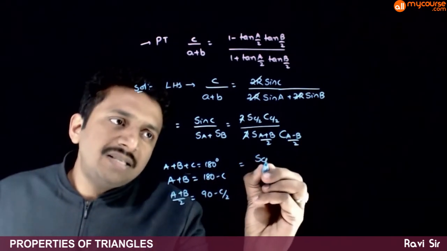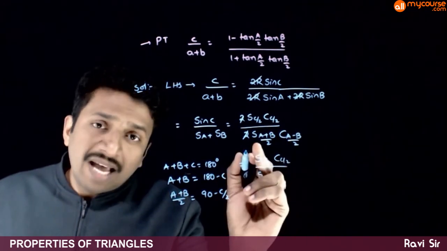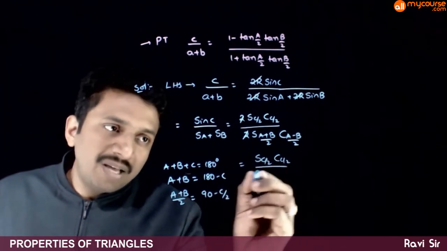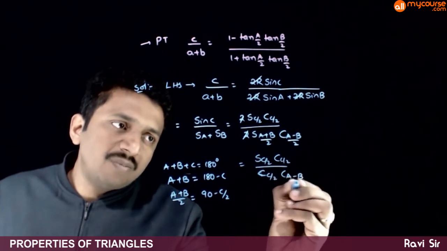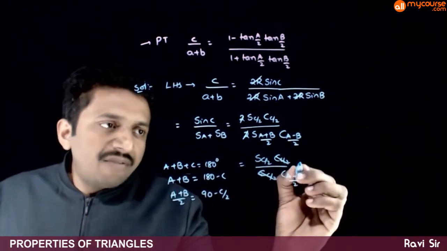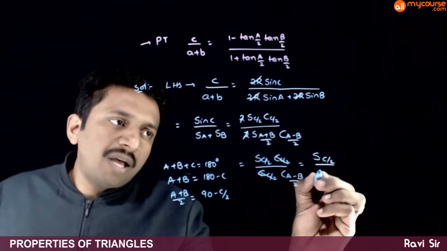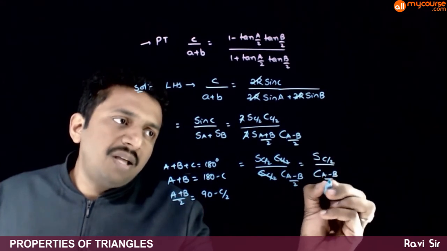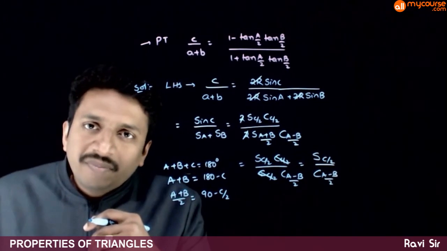That is equal to sine C by 2 cos C by 2 divided by, so sine of A plus B by 2 is sine of 90 minus C by 2, cos C by 2, cos of A minus B by 2. So this and this gets cancelled. So effectively you have sine of C by 2 divided by cos of A minus B by 2. So this is how the LHS has got simplified.